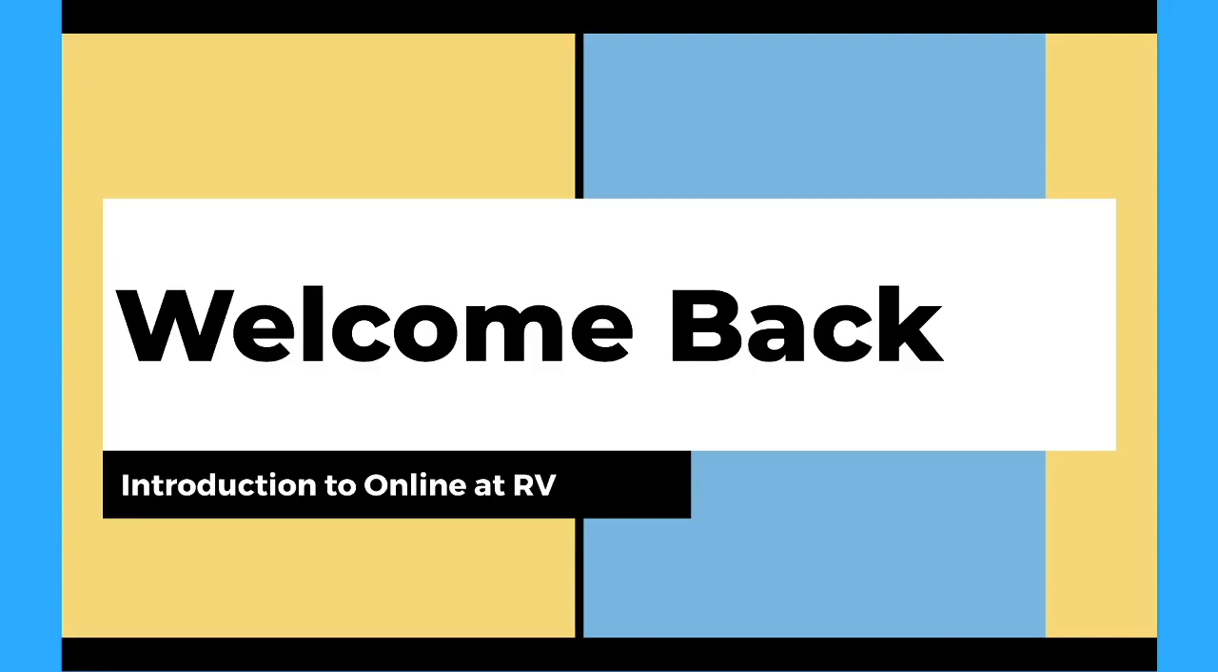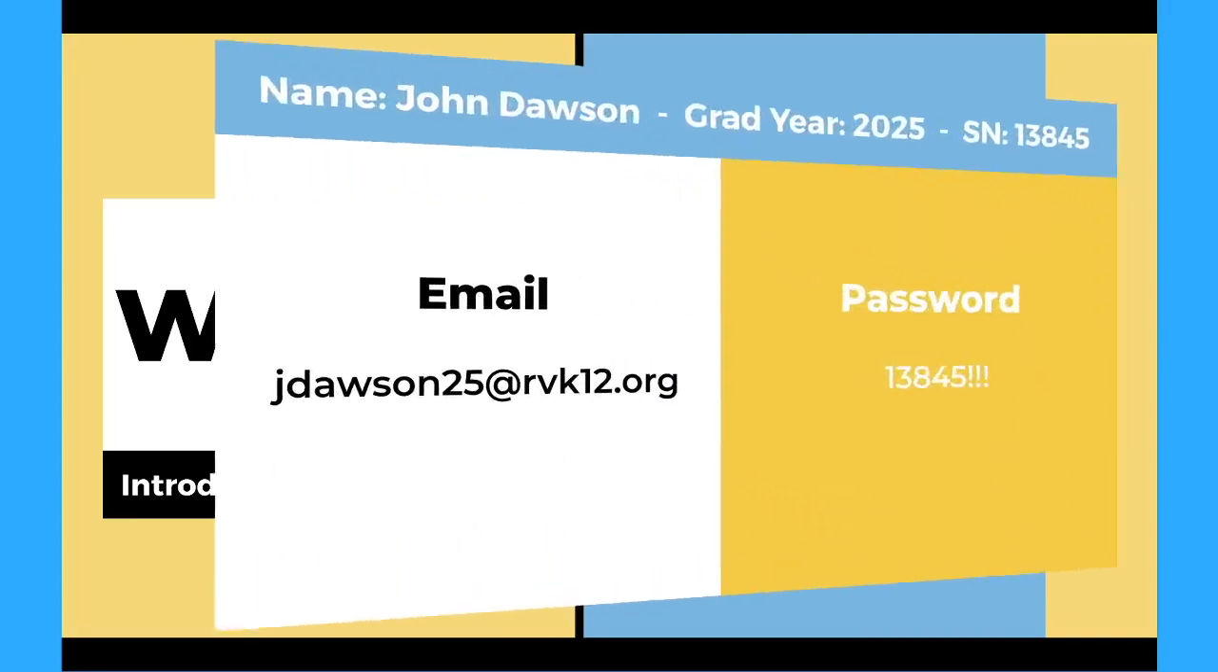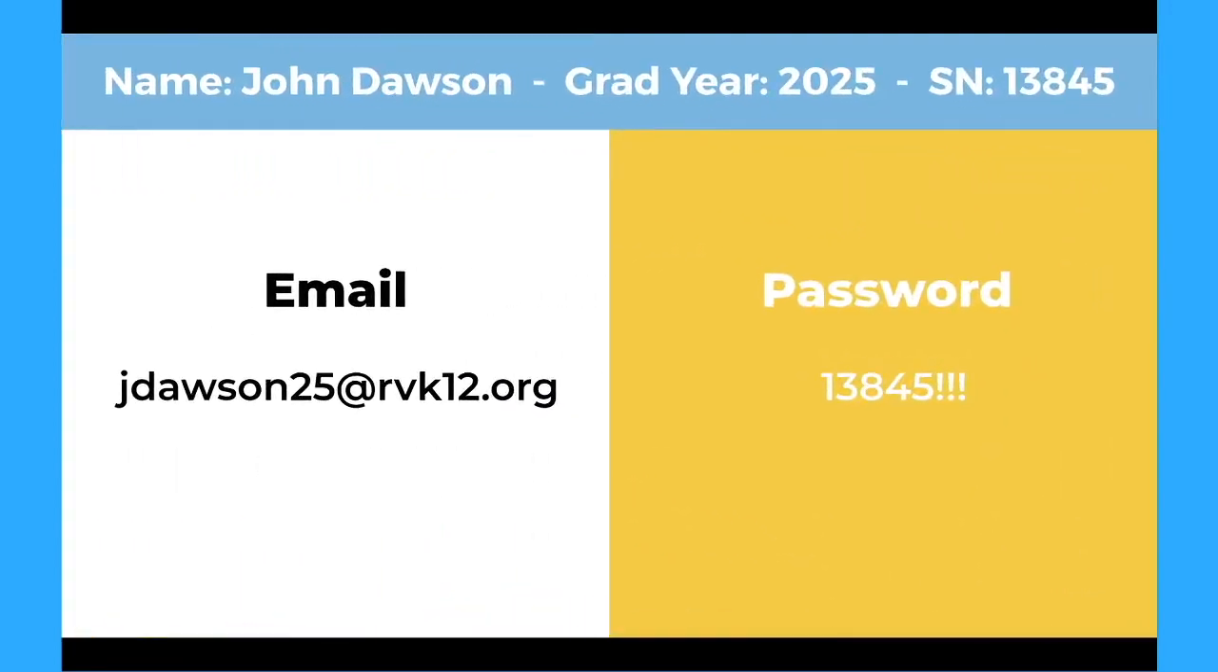When your student receives their Chromebook, they will need to log in using their River Valley email address and password. Let's talk a little bit about how accounts are created at River Valley. At the top of the slide, in the blue bar, is a sample student named John Dawson, who graduates in 2025, and his SN number, or the student ID number, that is assigned in PowerSchool.